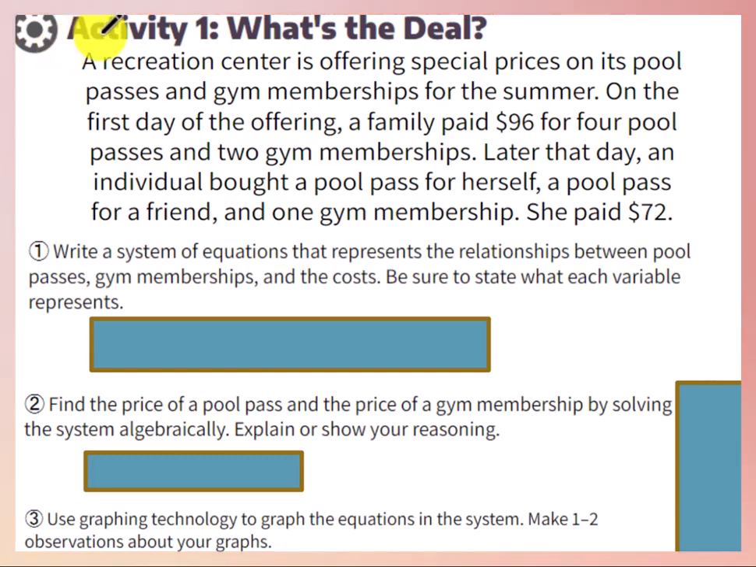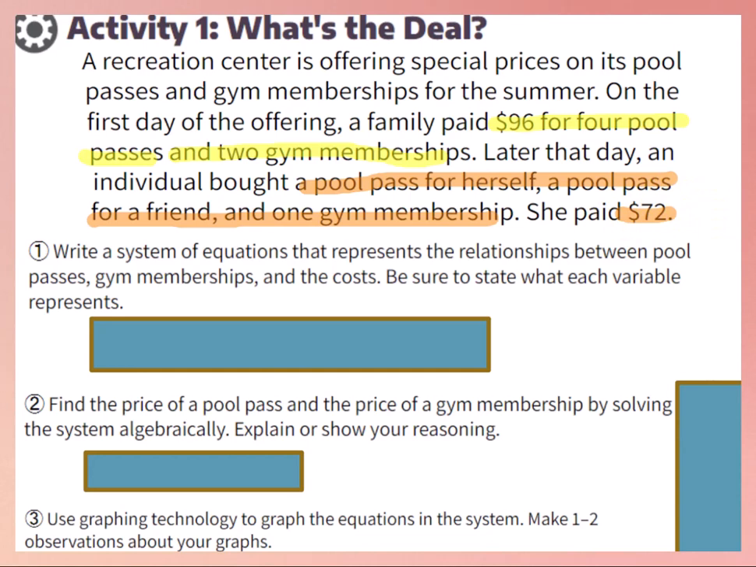All right, we have a recreation center offering special prices on its pool passes and gym memberships for the summer. On the first day of the offering, a family paid $96 for 4 pool passes. I'm going to go ahead and highlight just to go through this quickly, and 2 gym memberships. Later that day, an individual bought a pool pass for herself and a pool pass for a friend and 1 gym membership, and she paid a total of $72.